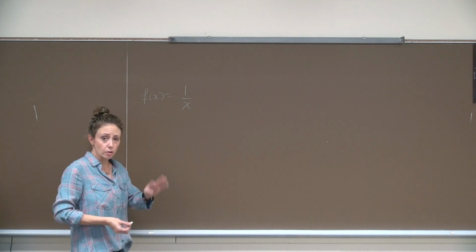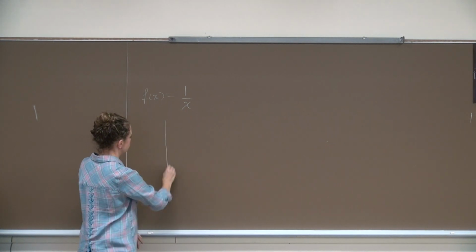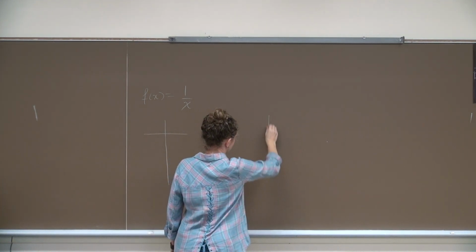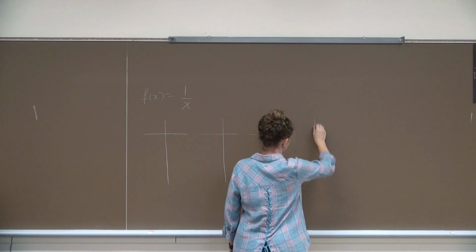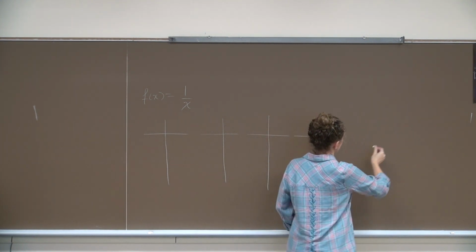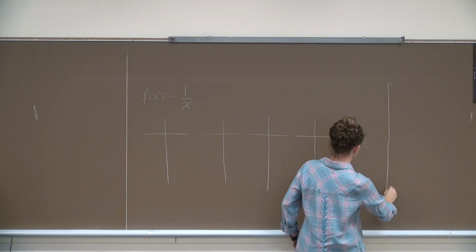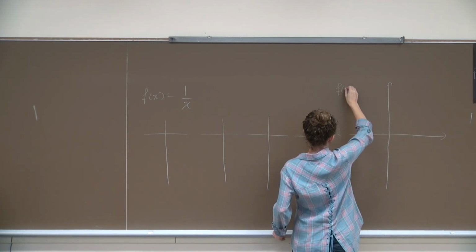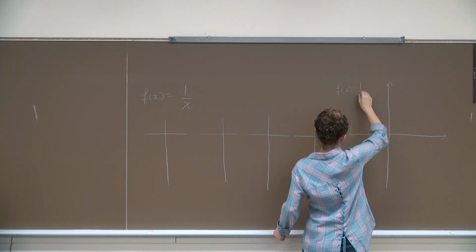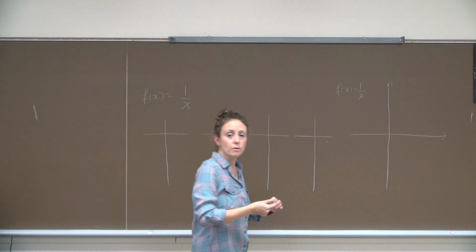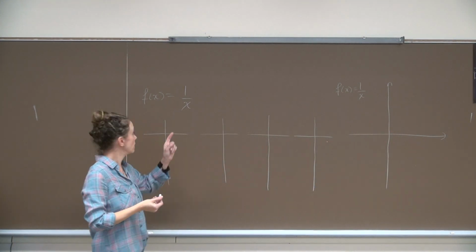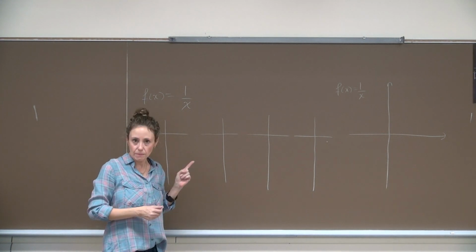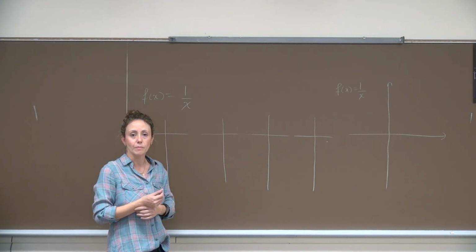So what I'm going to do is create 4 t-charts. And those 4 t-charts are going to help me figure out what the graph of this function, f of x equals 1 over x, looks like. Now notice that we do have a domain restriction here in regards to the denominator: our x value can never be 0. Keep that in mind because that's going to become important in a few minutes.